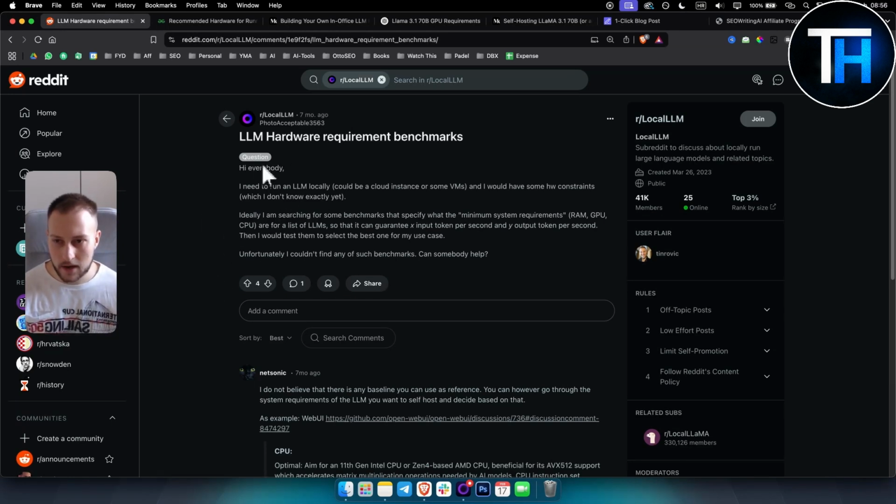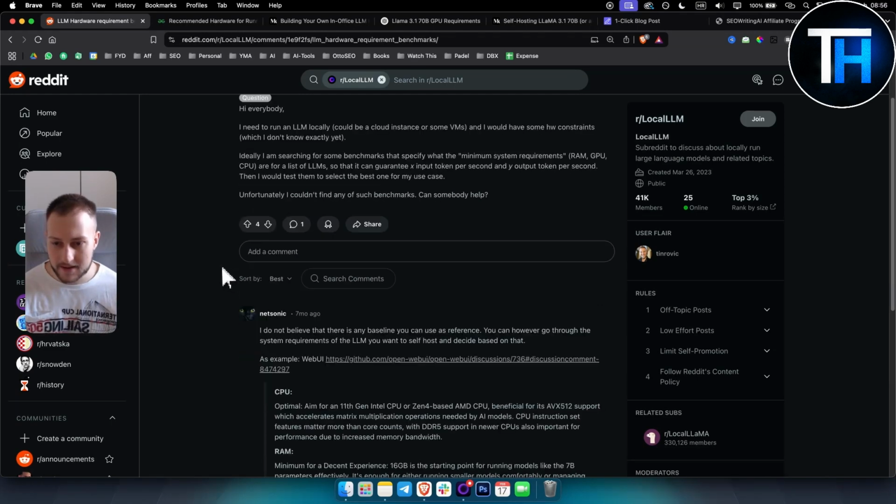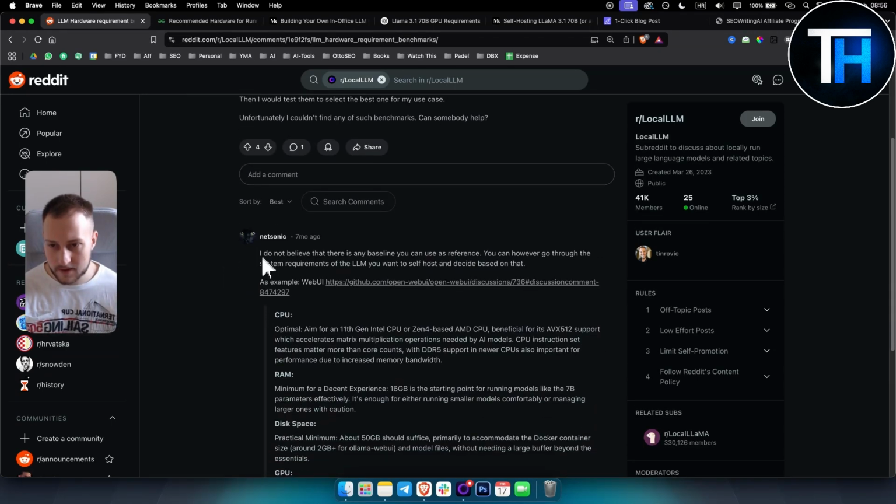As you can see, one person actually asked this on Reddit: I need to run an LLM locally, could be a cloud instance or some VMs, and I would love to have some hardware constraints, which I don't know exactly yet. Basically, as you can see right here, this is a really great answer. I do not believe that there is any baseline you can use as a reference. You can, however, go through the system requirements of the LLM you want to self-host and decide based on that.